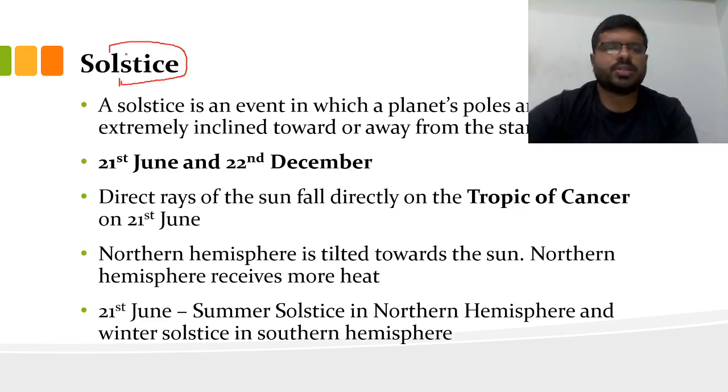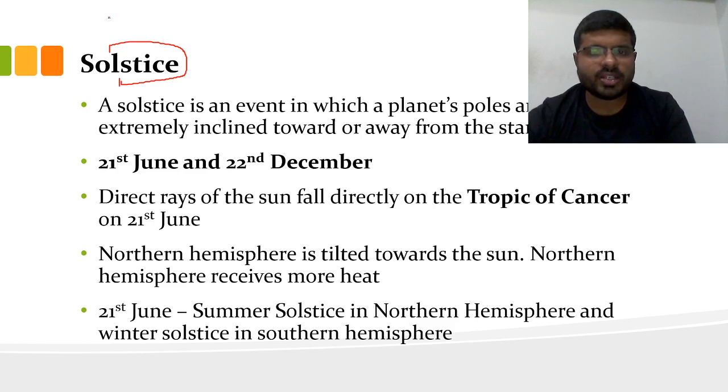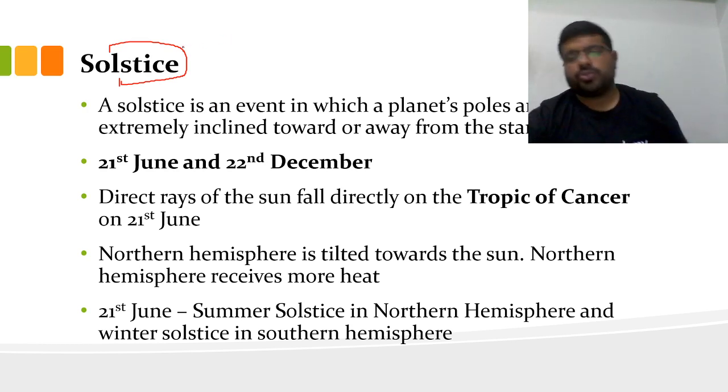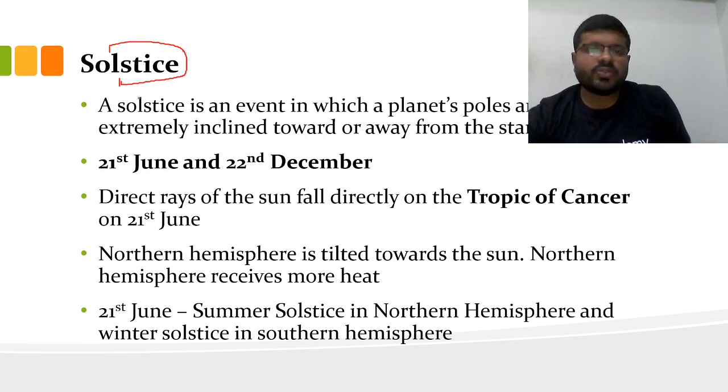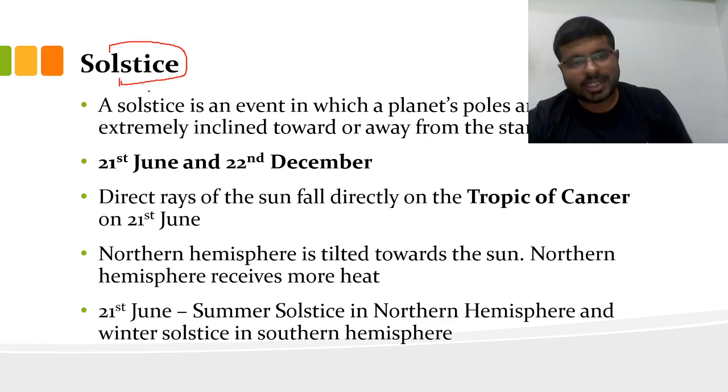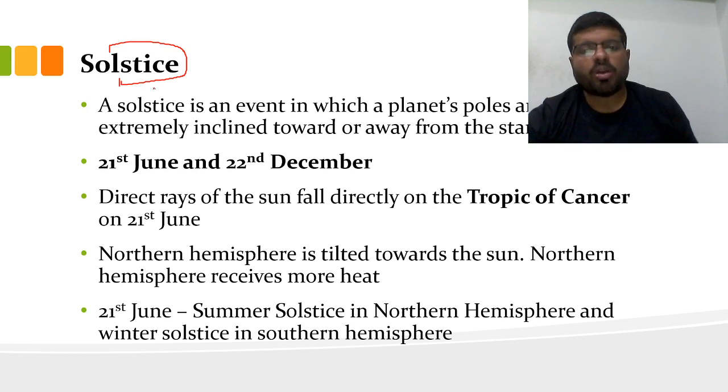Solstice. What is a solstice? A solstice is an event in which a planet's poles are most extremely inclined towards or away from the star it orbits. Because of the extreme inclination, you are finding the maximum day or night. The meaning of a solstice is that the planet's poles are most extremely inclined, that is tilted in simple language, towards or away from the star it orbits.